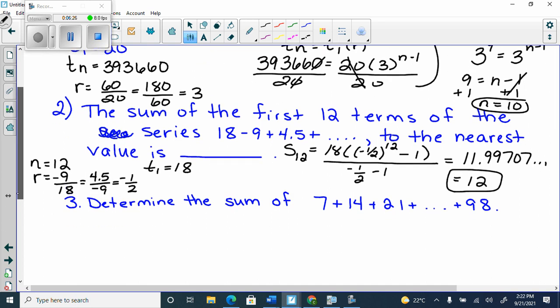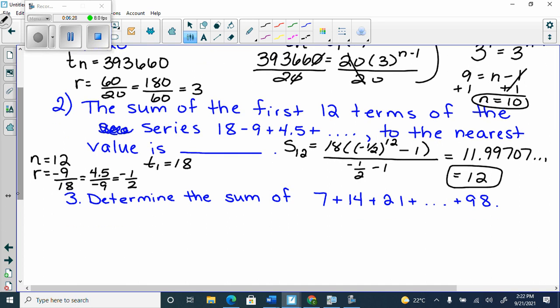Then this one, determine the sum of 7, 14, 21, up to 98. Am I going up quickly? 7, 14, 21? No, but I am going up by 7. So it's actually D, which means it's arithmetic. How can I test it? 14 minus 7 is 7, and then 21 minus 14 is 7. So I know it's arithmetic because it's a D, common difference.